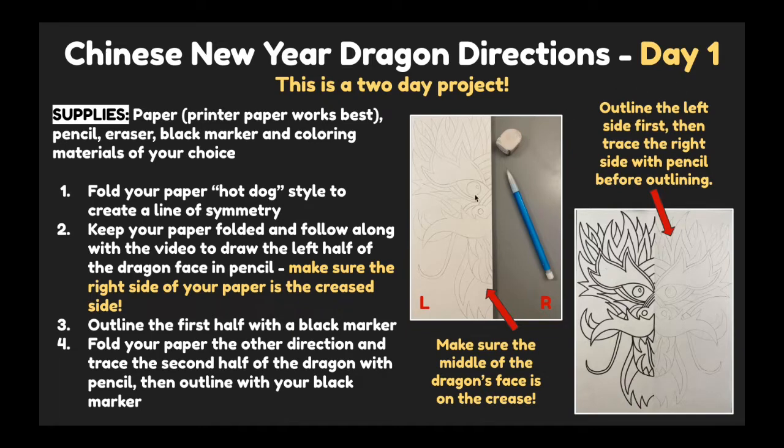So if we look at the picture here, we can see this is the left side where the L is, this is the right side where the R is. And we're going to start by drawing this left half of the dragon's face with pencil. You can follow along with me in the video in just a moment to get started. When you do this, make sure the middle of the dragon's face is on the creased side. After, we'll outline the left side first, and then we'll trace the right side with pencil before outlining.